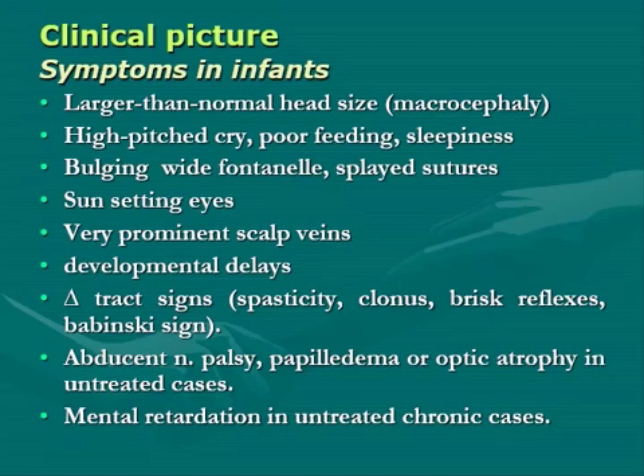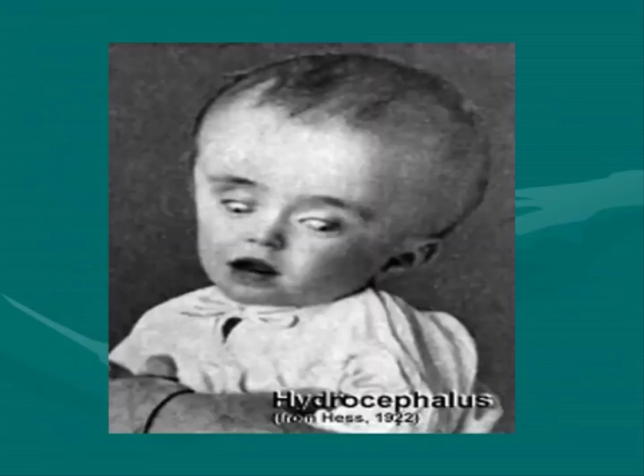There are various neurodevelopmental delay manifestations. The patient cannot sit, stand, walk, or crawl. There are also pyramidal tract signs: spasticity, clonus, hyperreflexia, and Babinski sign, usually extensor plantar. There are other ocular symptoms: abducens nerve palsy, papilledema, or optic atrophy in untreated cases. Mental retardation usually occurs in chronic cases.